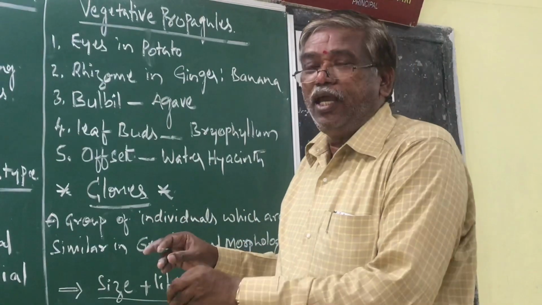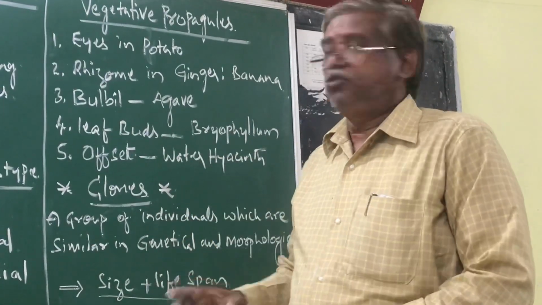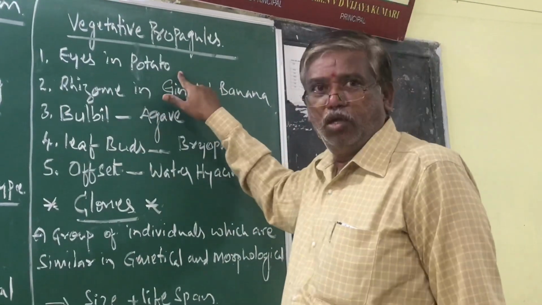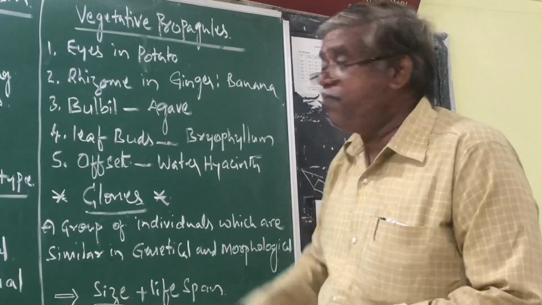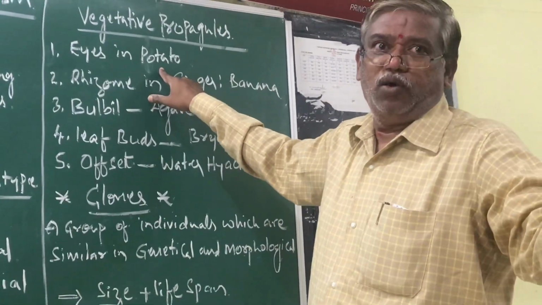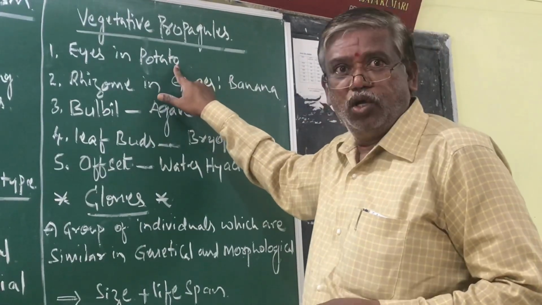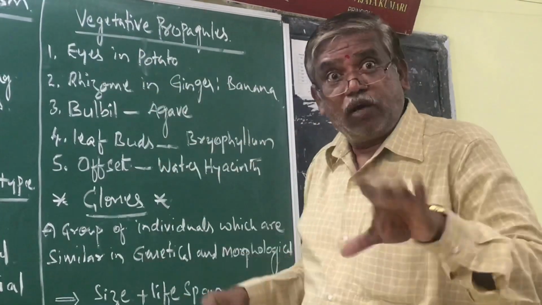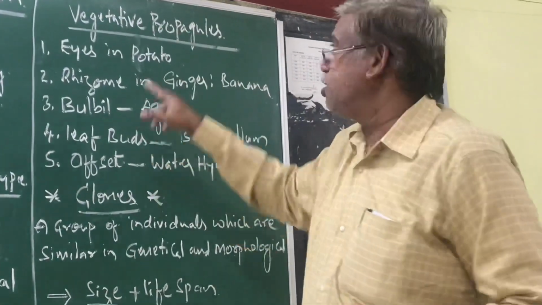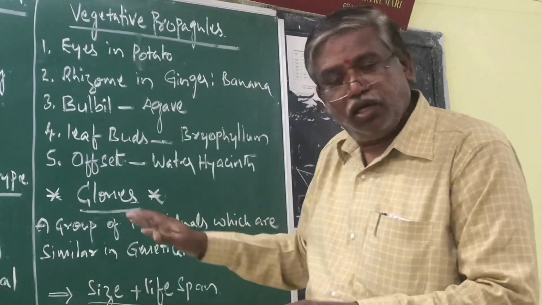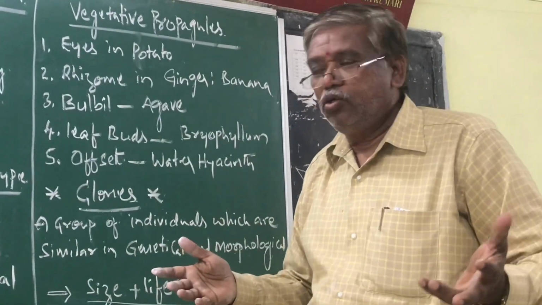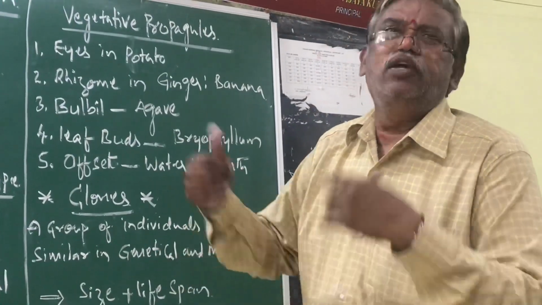from the examination point of view, eyes are the vegetative propagule in potato. Sometimes they ask the plant name: what is the vegetative propagule in potato? The answer is this. Sometimes they ask: eyes are vegetative propagules in which plant? That is potato. Like this. When you understand the concept, you are able to give the answer in any way.